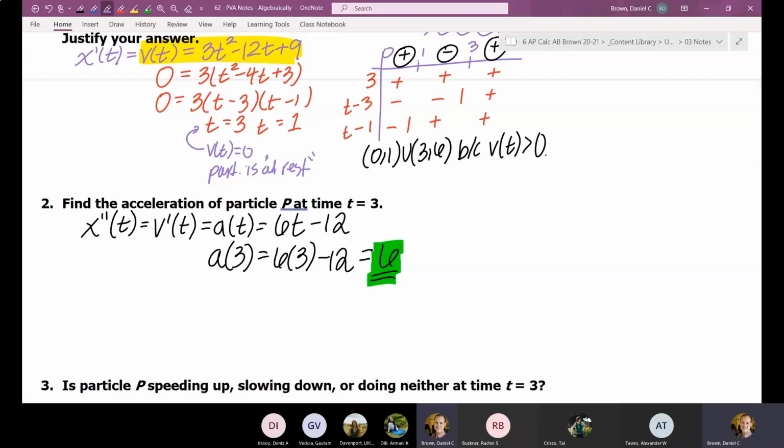So pretty easy, no sign chart necessary. We're not talking about when velocity is increasing or when velocity is decreasing. That would be a sign chart with acceleration. This is said plainly: find the acceleration at 3.